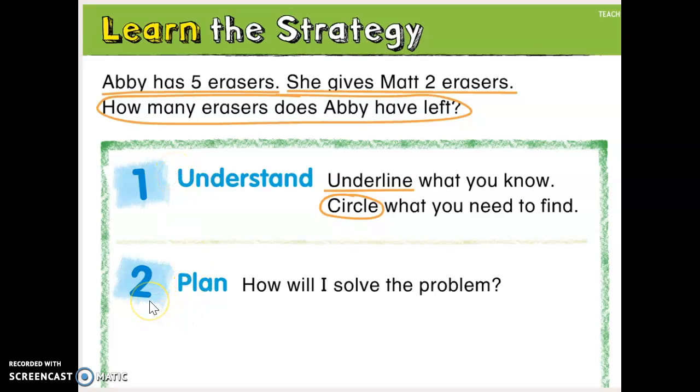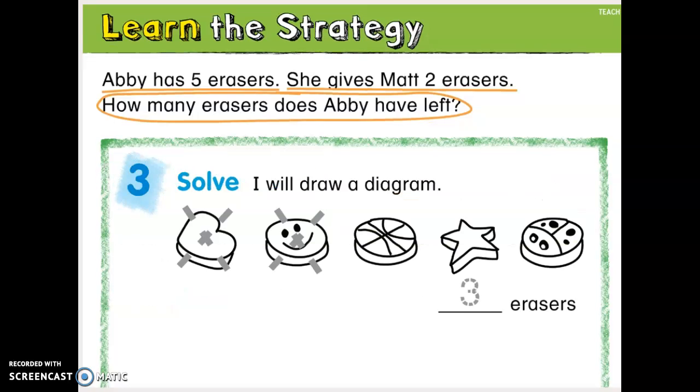Now our second strategy is a plan. How will I solve the problem? So now on number 3, we're going to solve the problem. I will draw a diagram. So look how cute those erasers are. They made 5 different erasers, and then they marked off 2 erasers because that's the 2 erasers that Abby gave to Matt. And how many are left is what they wrote in the blank. So I would like you to go ahead and just X off like they've done that. Just trace their X's, and I'll do that with my writing tool.